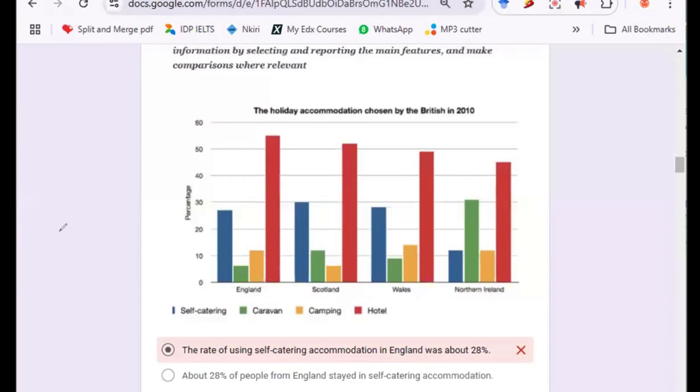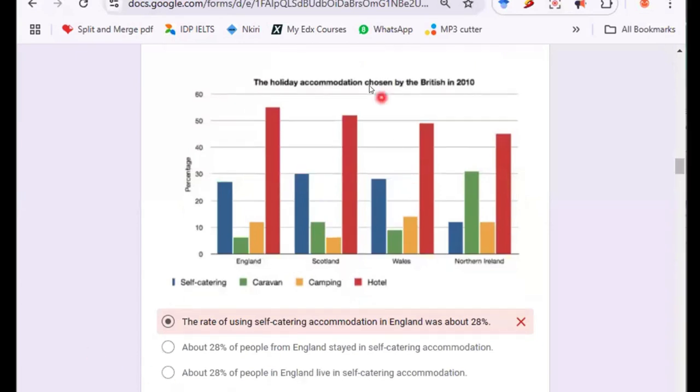What's the next one? The next one says, the percentage of hotel use reduced. No, nothing reduced here. Let me ask a question. Let me see who has been following me so far. Why is this word wrong? Why can't we use the word reduced for this particular chart? Who can tell me? I want you to type in the chat box. The percentage of hotel use reduced. Who can tell me why it is wrong to use the word reduced?